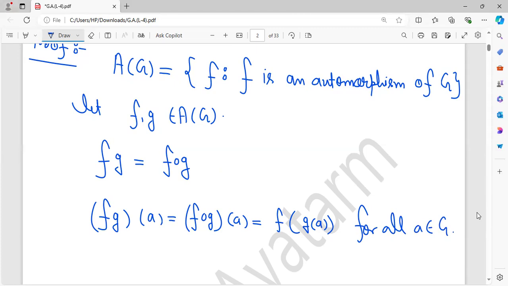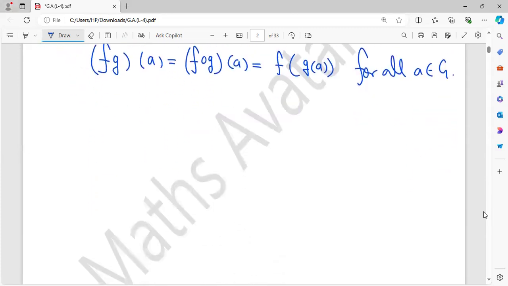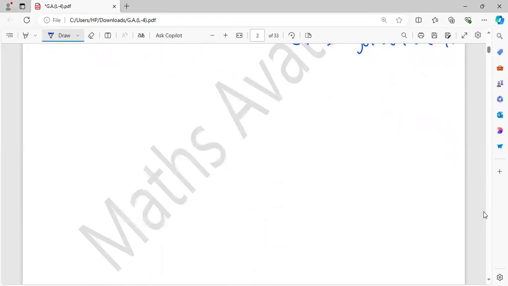Now we have to show that A(G) is a group with respect to this operation. So which properties will we check? Closure property. It is closed under this operation. Second one is associative property. Third one is existence of identity. Fourth one is existence of inverse. So the first property is closure property.